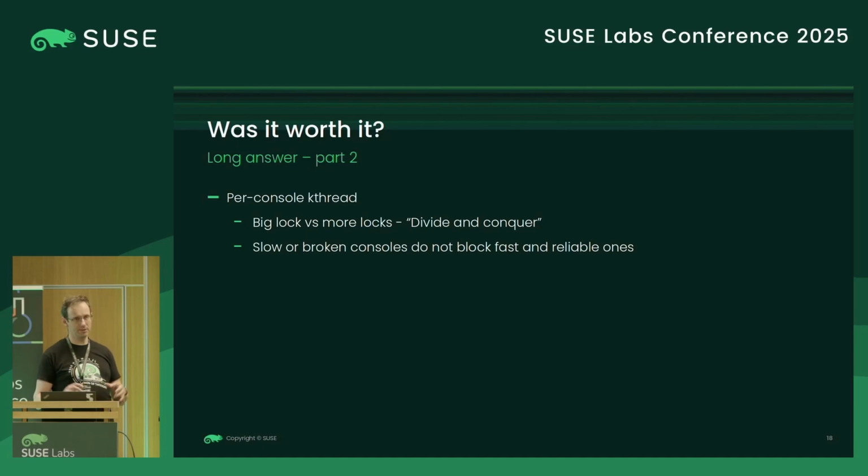And it's great, for example, when you might see the messages faster on the graphic console while the slow serial console is still slowly showing them. And when some console driver gets blocked, then even the others might get the messages out. So I believe that this is good as well.